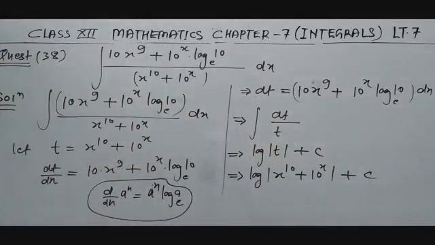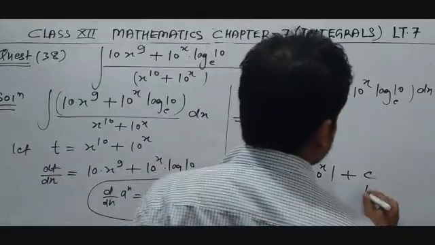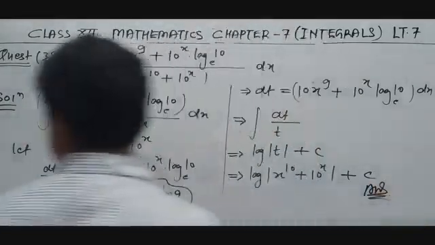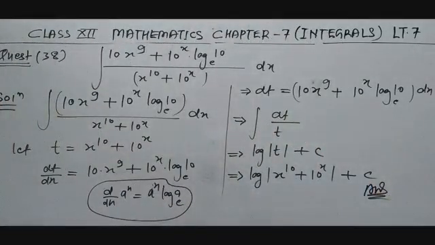This is an MCQ. Its answer is D. In option D, it is log of 10 to the power x plus x to the power 10 plus c. So the answer is D. Now come to the next question.